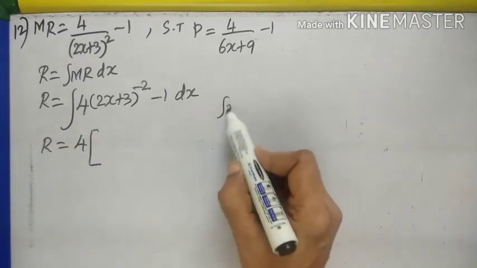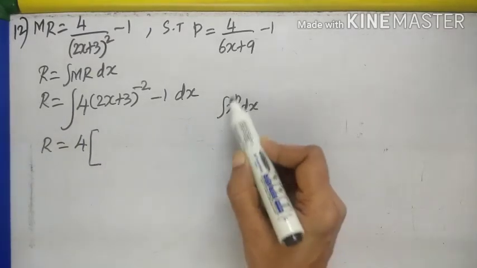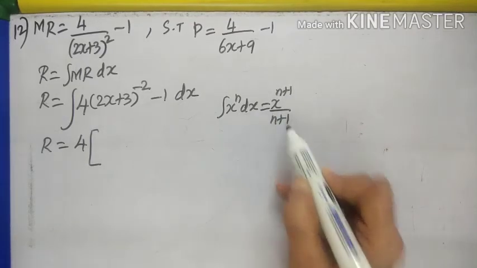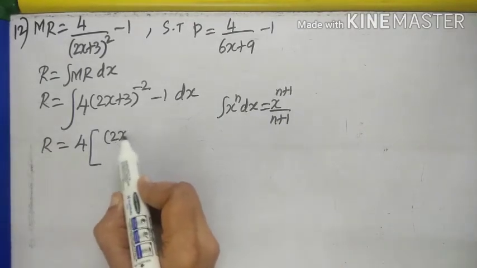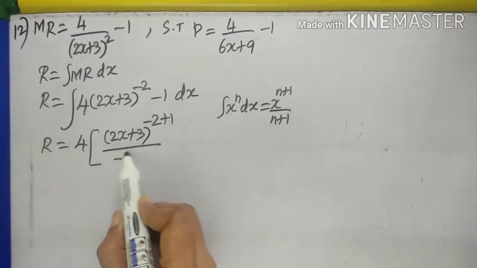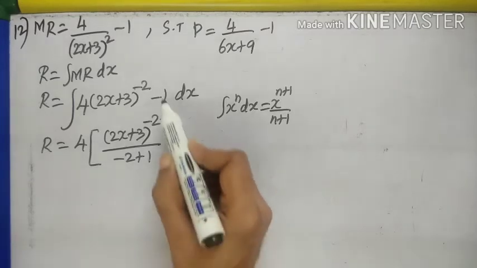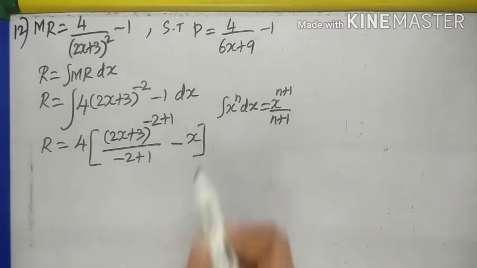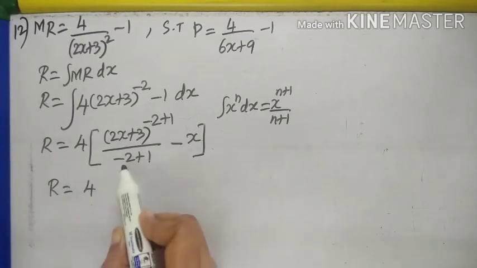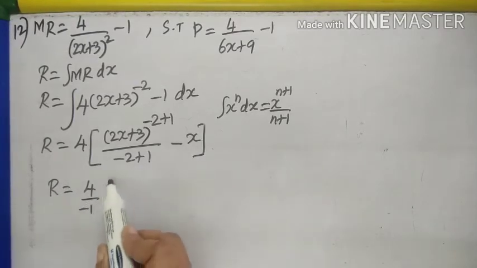What is the power formula? Integral of x power n dx is x power n plus 1 by n plus 1. So 2x plus 3 whole power minus 2 plus 1 by minus 2 plus 1, minus 1 will become x. R equals 4 minus 2 plus 1 is minus 1.